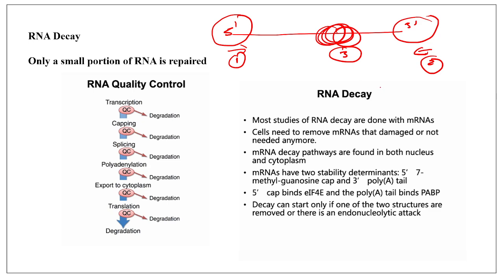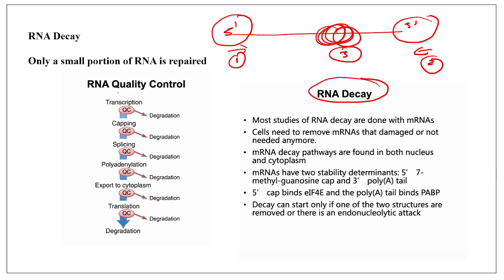So this is your RNA decay. Decay of the RNA can happen either from the 5' or the 3' end or from the endonucleolytic attack. Major decay happens from the 5' or from the 3' ends. And here, as the decay happens, the poly A tail gets shortened and shortened, and your mRNA gets even more prone to decay.